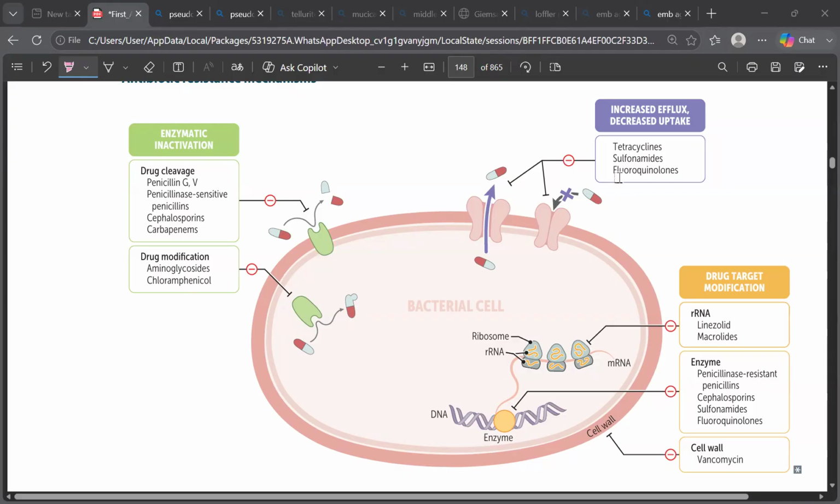The second mechanism is increased efflux. The drug is rapidly moved out, along with decreased uptake. It is for tetracycline, sulfonamides, and fluoroquinolones.